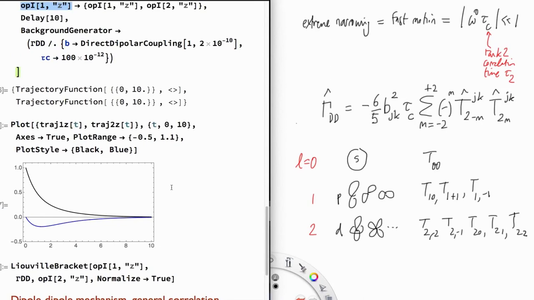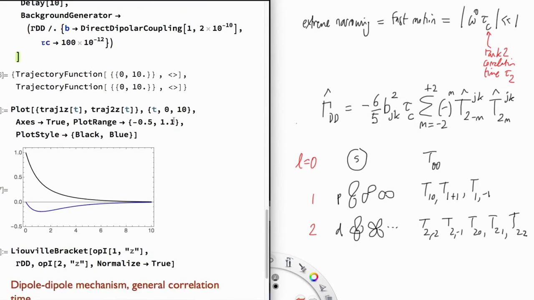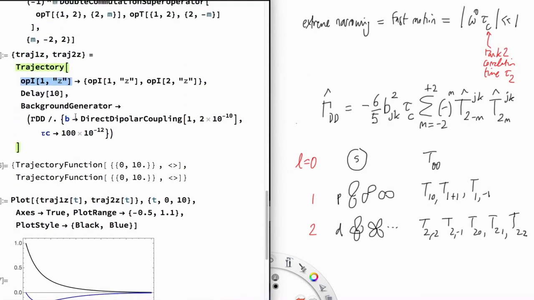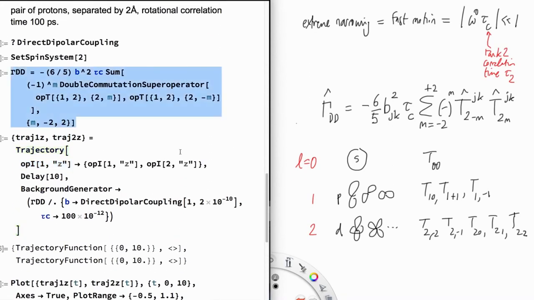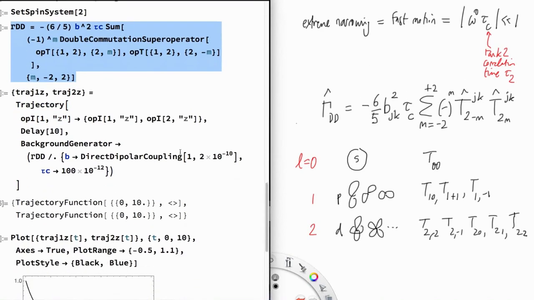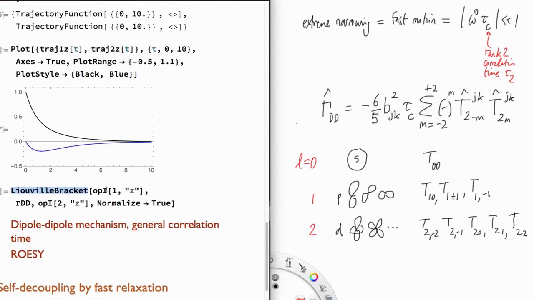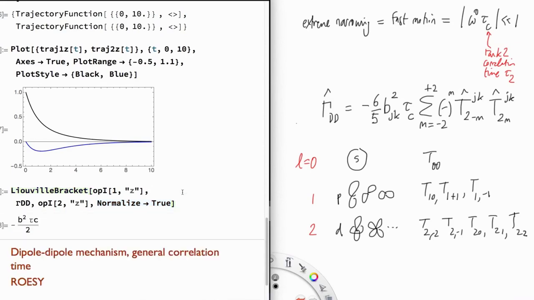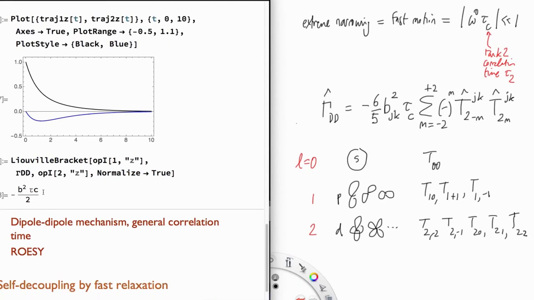In fact, we can examine what's happening there analytically if we want. Suppose we wanted to know what was the cross-relaxation rate constant given by this complicated looking relaxation superoperator. We can do that in a very simple way by taking the Liouville bracket of one operator, I1z, with the relaxation superoperator and the operator I2z. Make sure we normalize the operators and simply calculate that. And it gives us an analytical formula for the cross-relaxation rate constant for the dipole-dipole coupling and the correlation time.